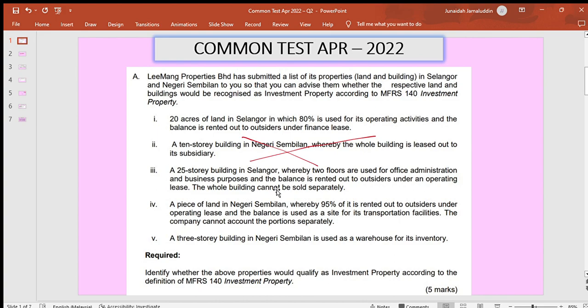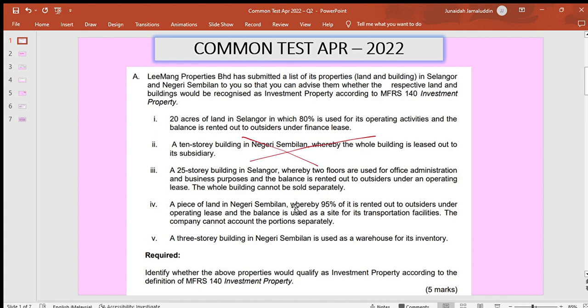As usual, this question consists of two parts, part A and part B. The total marks for part A are 5 and the total marks for part B are 10. That makes it altogether 15 marks for this question. So let's check out part A first.